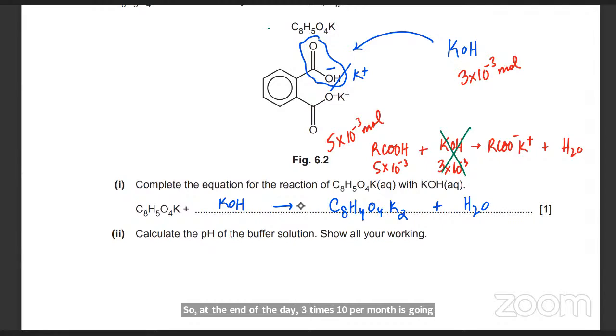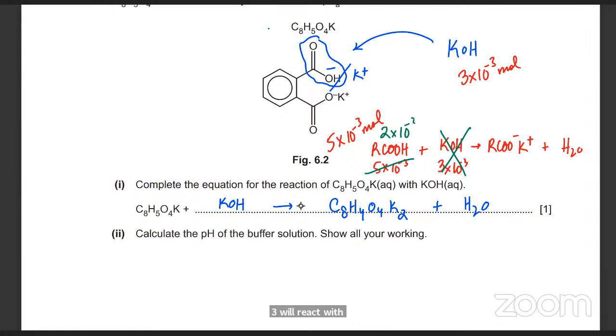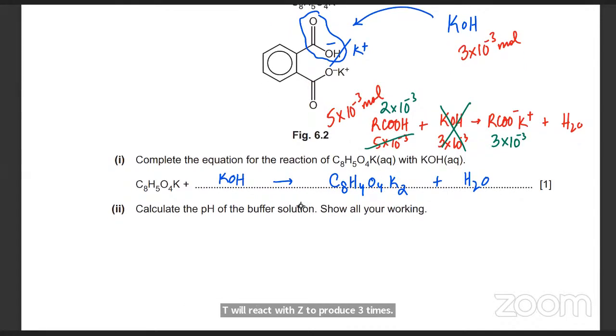And so how much of the carboxylic acid is going to be left? 3 will react with 3. So there's going to be 2 times 10 to the power minus 3 moles of the carboxylic acid still left. And 3 will react with 3 to produce 3 times 10 to the power minus 3 moles of this. So at the end of the day, you have a weak acid, which is your unreacted carboxylic acid, 2 times 10 to the power minus 3 moles. And you also simultaneously have the conjugate base, which is the salt, 3 times 10 to the power minus 3 moles.